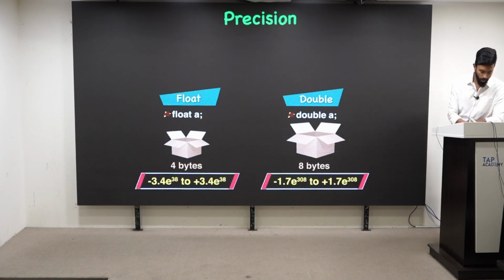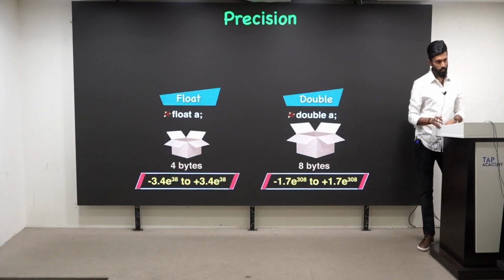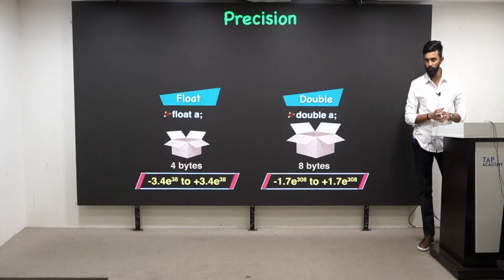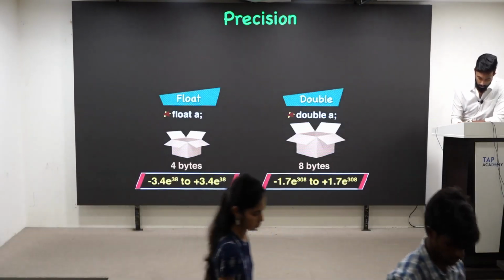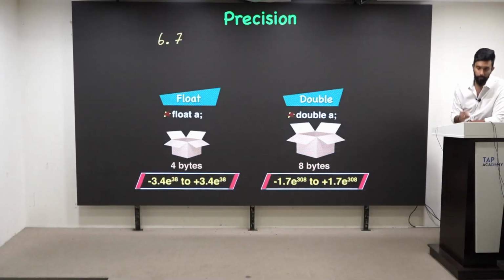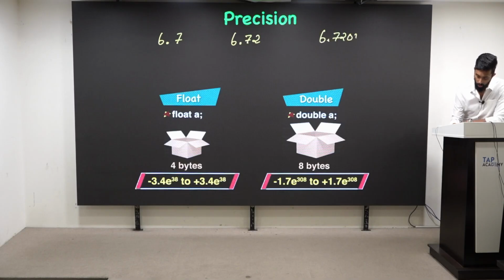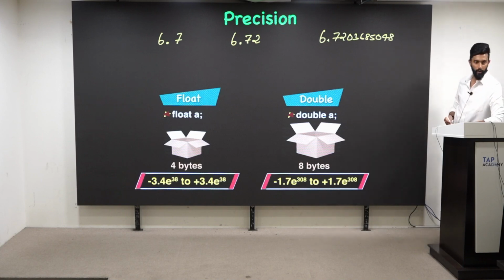Very simple. Assume 3 students have the same CGPA, okay? Now, I will ask all 3 of them for their CGPA. When I ask all 3 of them for their CGPA, one fellow tells me, sir, my CGPA is 6.7. Another person tells me 6.72. Another person tells me 6.7203685048, like this. I will understand. All of them are telling correctly only.